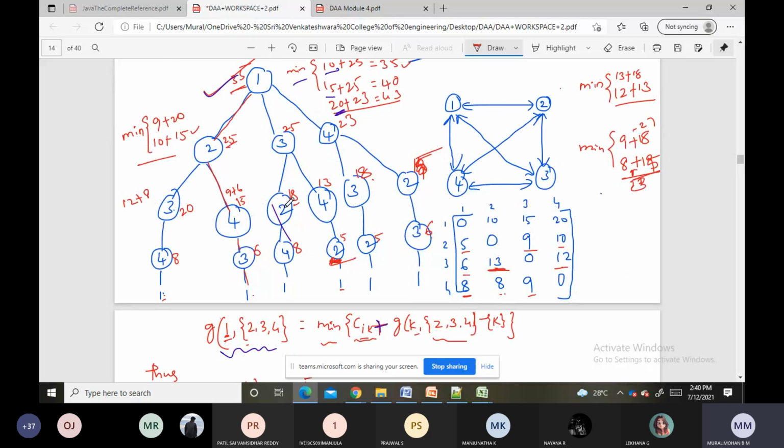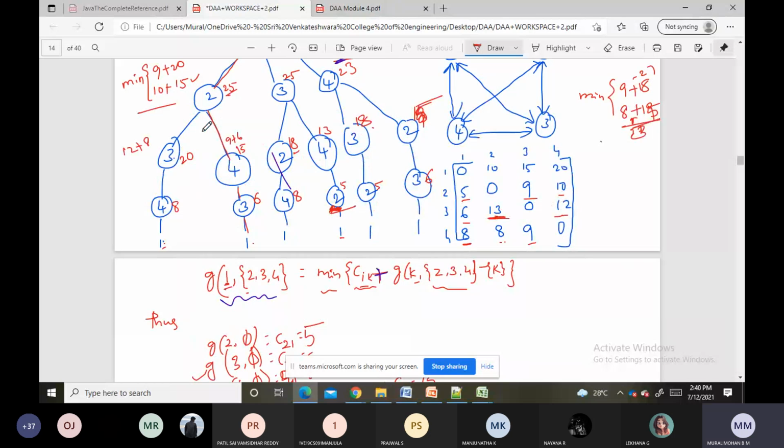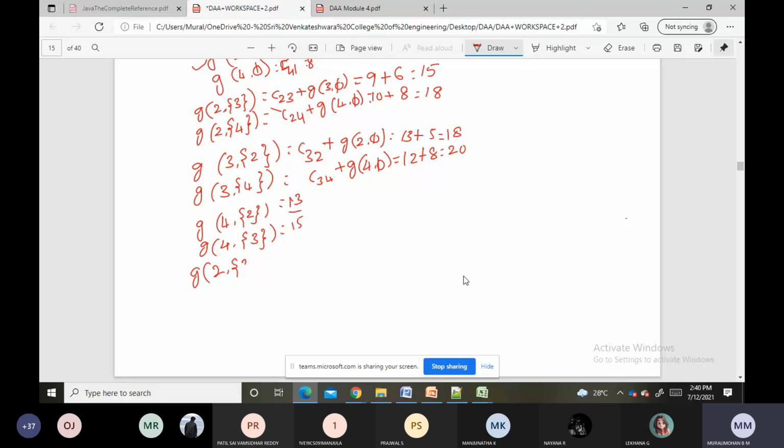Next, go for the third level, that is two remaining vertices, right? What are the remaining vertices for 2? We have 3 and 4, right? When we are at vertex 2, we have two paths here. One is through 3, the other is through 4, right? So one is 3, the other is 4.